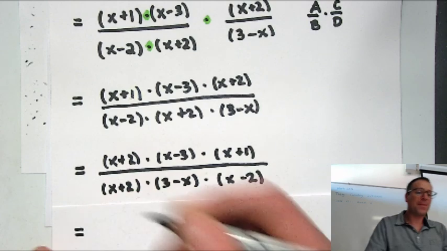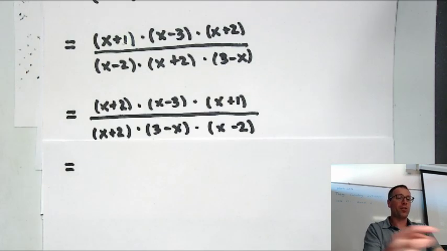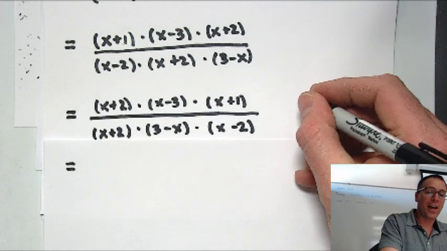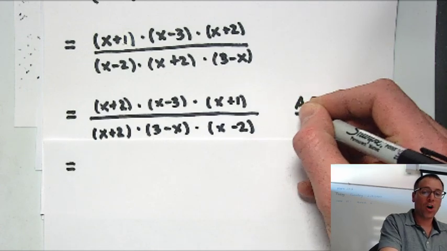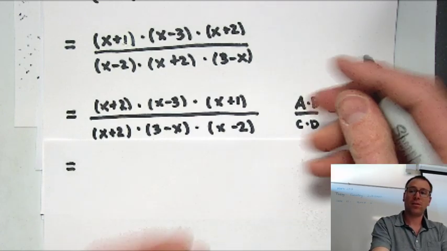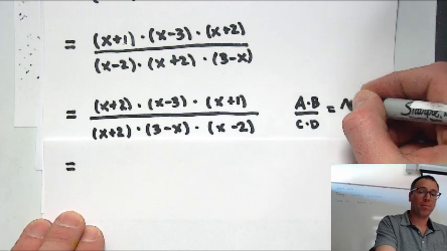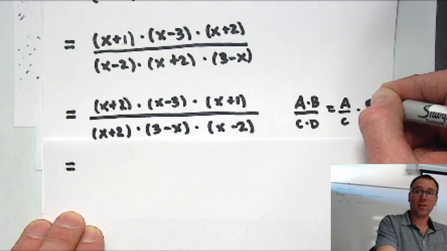Okay, so now I've got these fractions. They're all kind of squished up. What can I do with fractions when they're squished together? So if I have a times b over c times d, what can I do there? Break them apart.